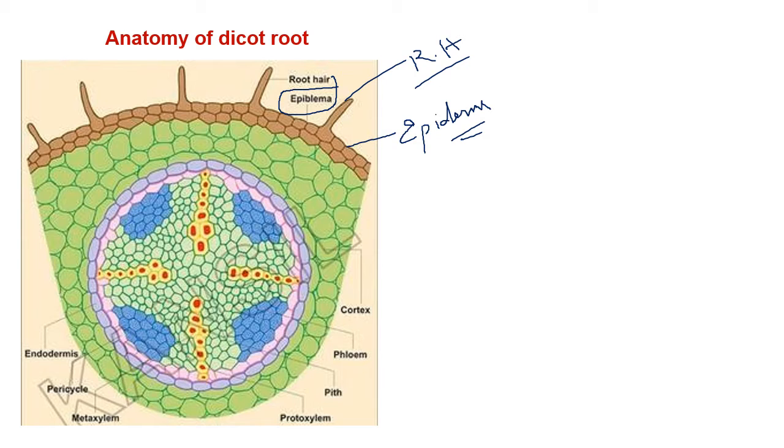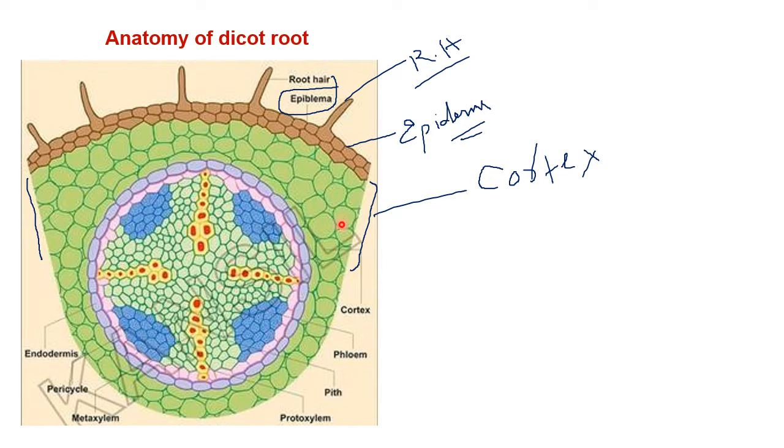Now inner to the epidermis of the dicot root, we have another part of the dicot root which is known as cortex. It's known as cortex, and this cortex is entirely made up of thin-walled parenchymatous cells.